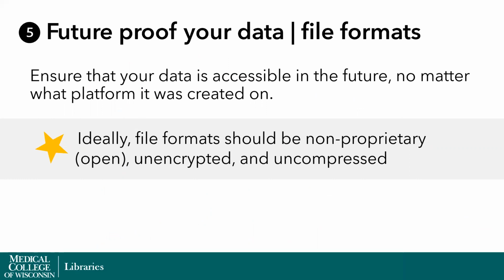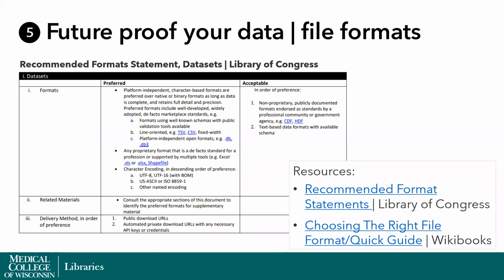One of the most important things you can do is ensure that the data you created is accessible in the future, no matter what platform it was created on. And therefore, ideally, file formats should be non-proprietary or open, unencrypted, and uncompressed. So the Library of Congress every year puts together a statement of recommended formats for different types of files. The Library of Congress is in the business of archiving information, and they provide these statements on how to best store your data. So here they've got format statements for things like digital and print media, books, videos, things like that. But they also have a recommended format statement for data sets.